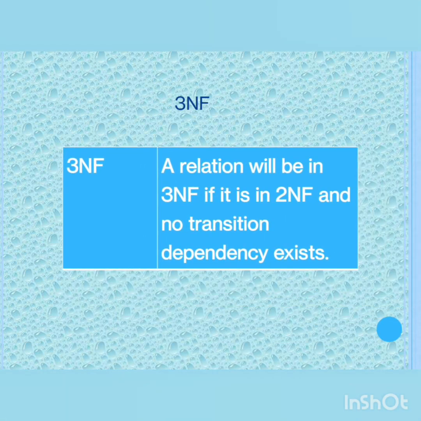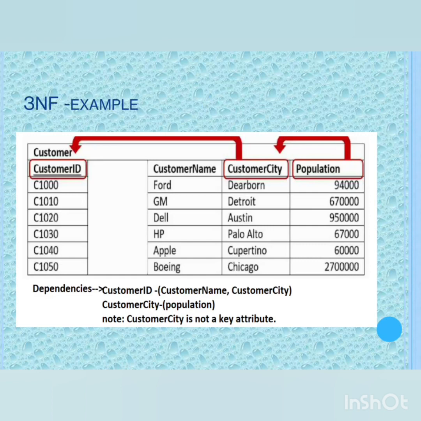Now we move on to third normal form. Now what is third normal form talking about? Already, as we said, a relation will be in third normal form if it is already in second normal form and no transitive dependencies exist. Now we will try understanding what is transitive dependency and how to avoid it. Now look at this table. We have a table with customer ID, customer name, customer city and population. So customer ID, as already said, is the primary key, and customer name, customer city and population are all non-key attributes.